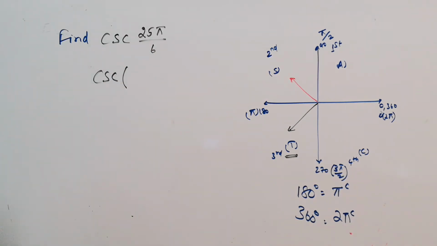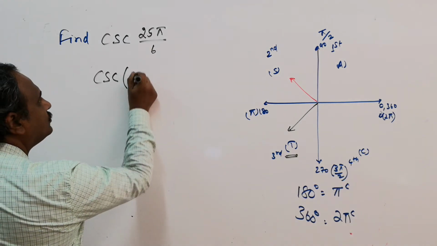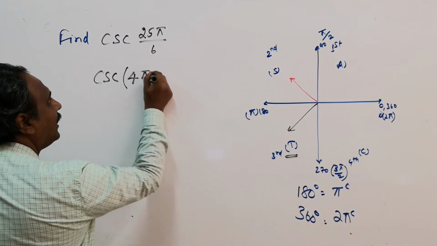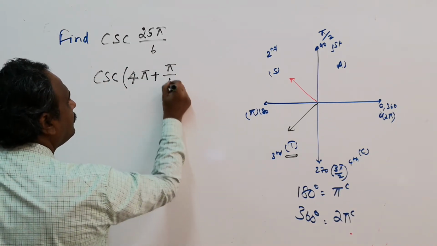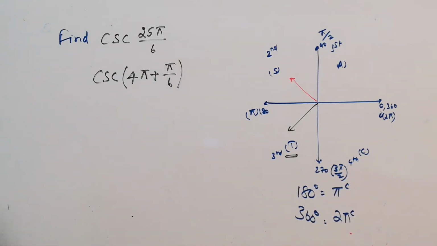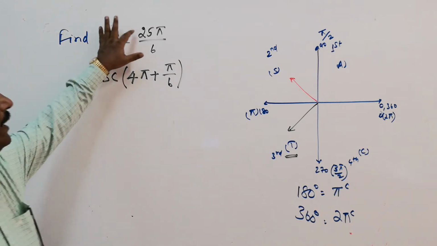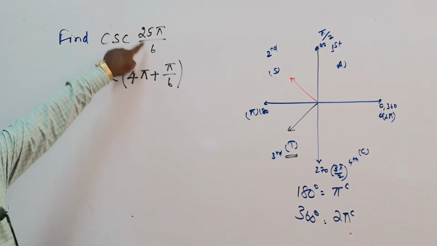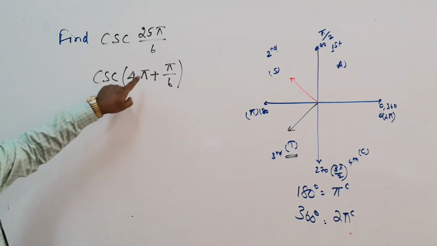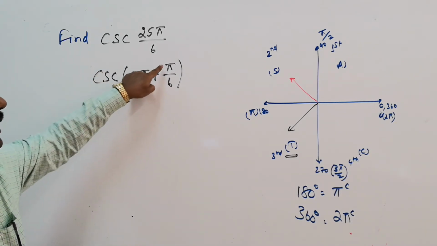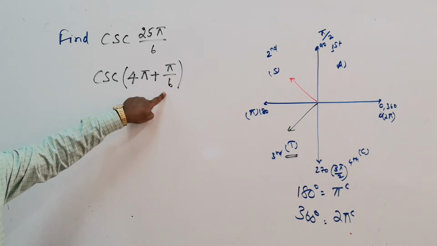25 divided by 6. So what will be the value? 4 times, isn't it? 4 6s are 24. This is 4 pi. The remaining is 1. So this is plus pi by 6. See? When I divide 25 by 6, 4 6s are 24 and the remainder is 1. So this is 4 pi plus pi by 6.